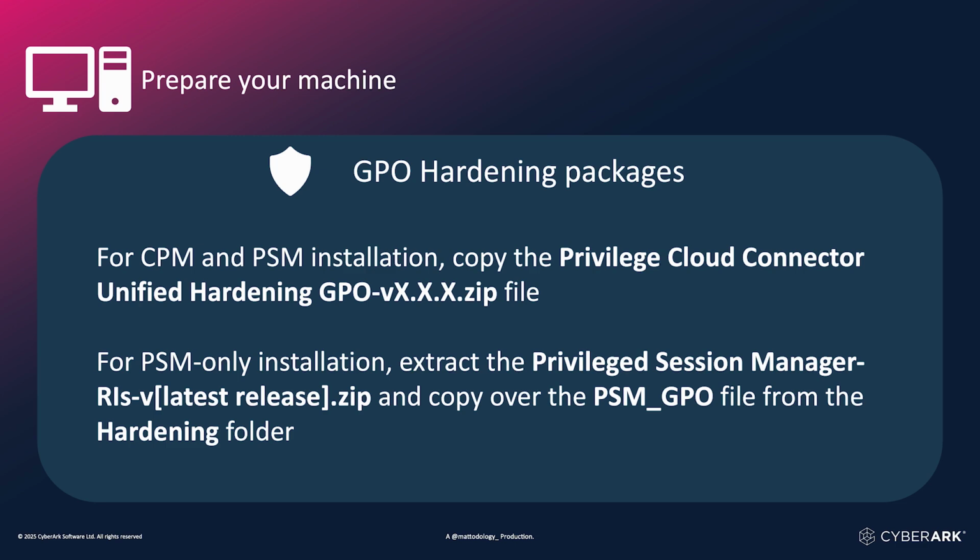Use the Unified Hardening GPO for CPM and PSM deployments. For PSM-only installations, extract the Privilege Session Manager -RLS-V latest release .zip and select the appropriate PSM GPO file from the hardening folder. Copy the relevant GPO hardening package to your domain server and extract it.